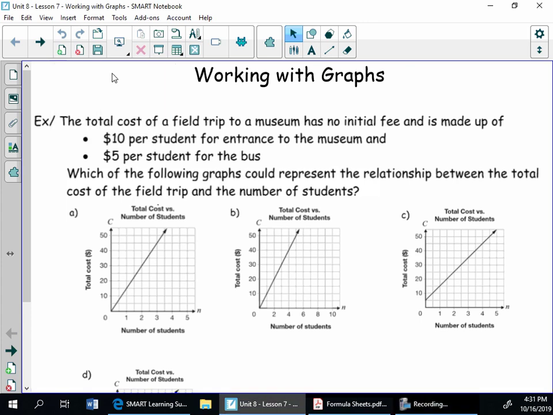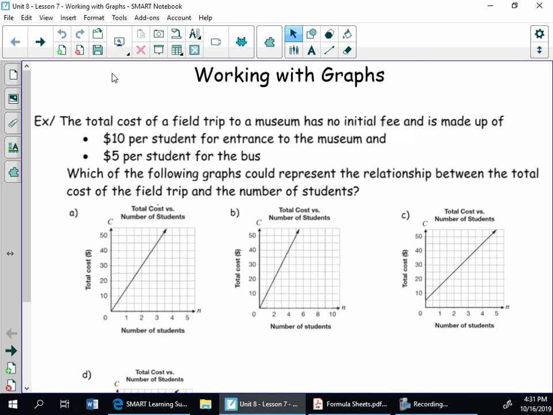In this lesson, we're going to continue to play with relationships, looking at graphs and tables and equations and how we can go from one to the other. But we're going to try to concentrate more on graphs today. So, working with graphs. No new content, just some examples. Play with those examples. So let's take a look at the first one.